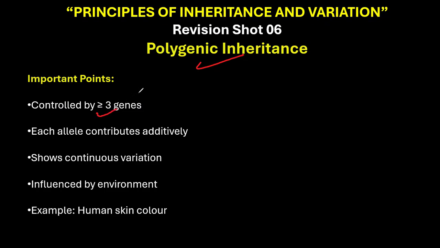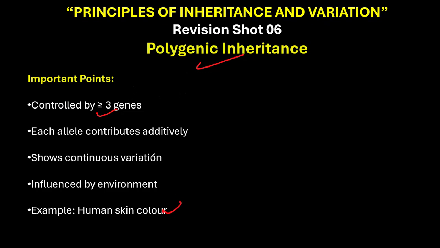In polygenic inheritance, multiple genes control a single trait. So you have many genes which are controlling a single trait. Each gene contributes a small additive effect. There is environmental effect also. Environment also influences the final phenotype. A classic example is human skin color.